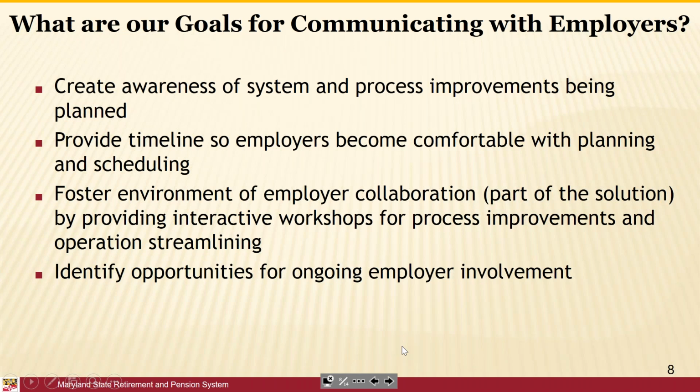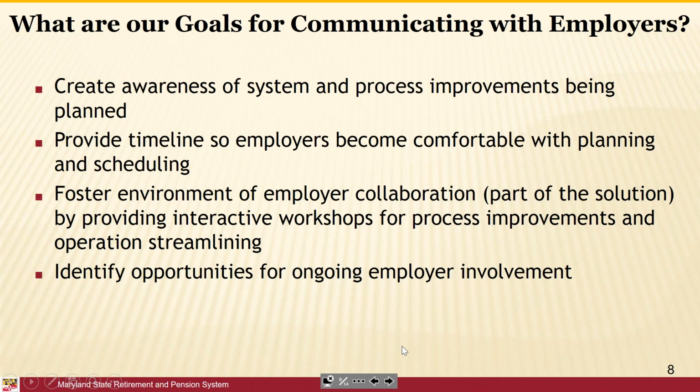We want to foster an environment of collaboration. We need you as employers to be part of this solution. So we need to work with you. We want to build a collaboration. This is not the State Retirement Agency telling employers how we need to do things. This is us working with you to collectively determine how things need to be done for the better of our system and serving our members and retirees.